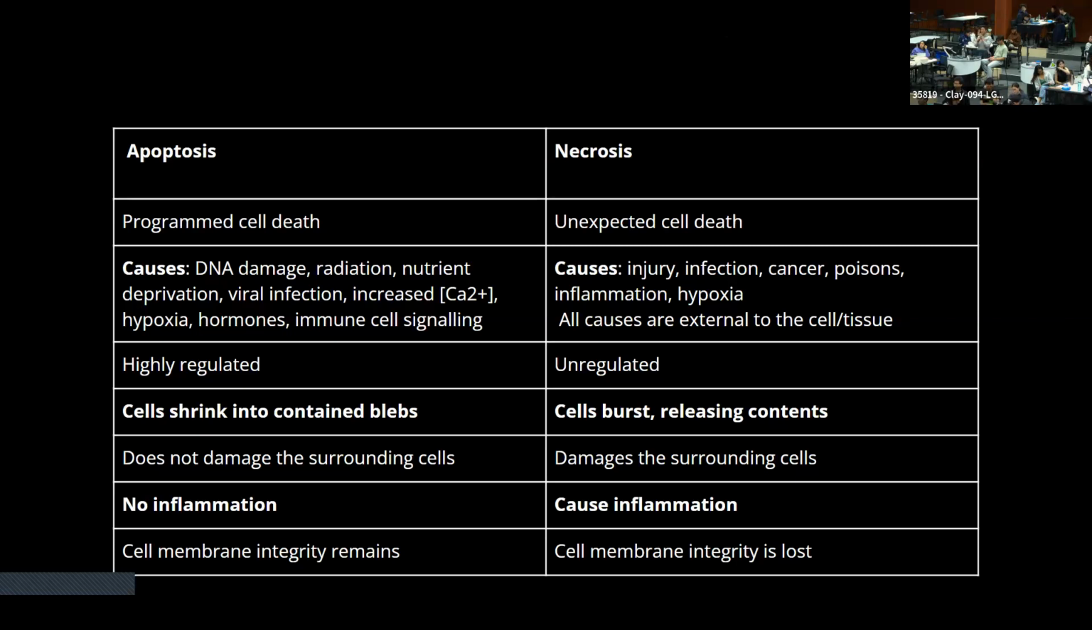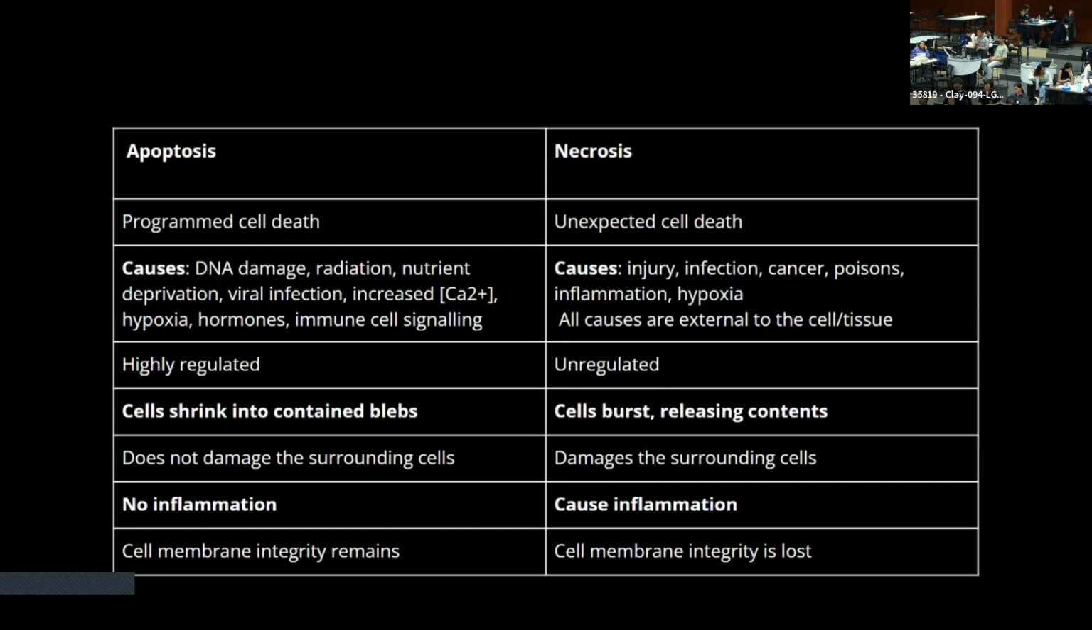Now, how is apoptosis compared to necrosis? First of all, the main definition of apoptosis, again, is regulated and programmed cell death. This is in contrast to necrosis, which is unexpected cell death. So you can see the causes there. We can very much classify it. Now, notice that causes of necrosis are things like injury, infection, cancer, poisons, inflammation, and hypoxia. And all of these causes are external to the cells and tissues. I think we can all look at that list and go, it's probably not a good thing.